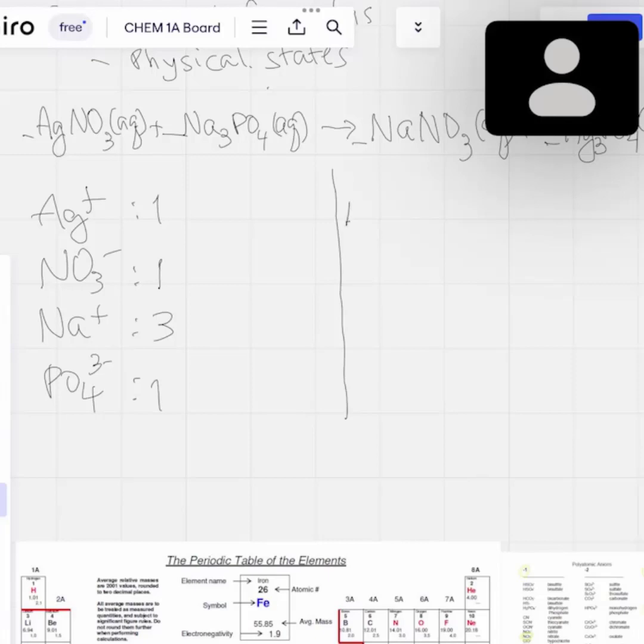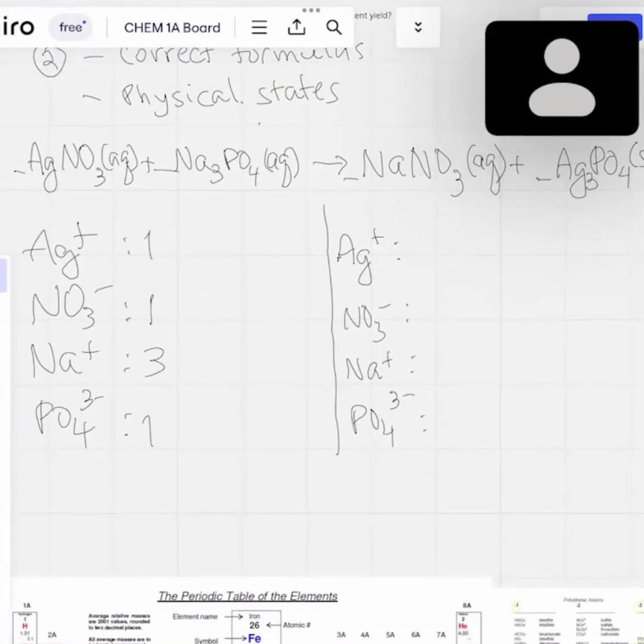This is going to simplify the balancing if we keep the polyatomic ions as single entities. Okay, let's look at the right side. We're going to have the same elements because matter has to be conserved. So the same species are going to be in here. And let's see what the numbers are. In this case, we saw that we have 3 silver atoms. We have 1 nitrate polyatomic ion. We have 1 sodium, and then we have 1 phosphate. And again, I say atoms, but of course I mean the ion of that particular guy.